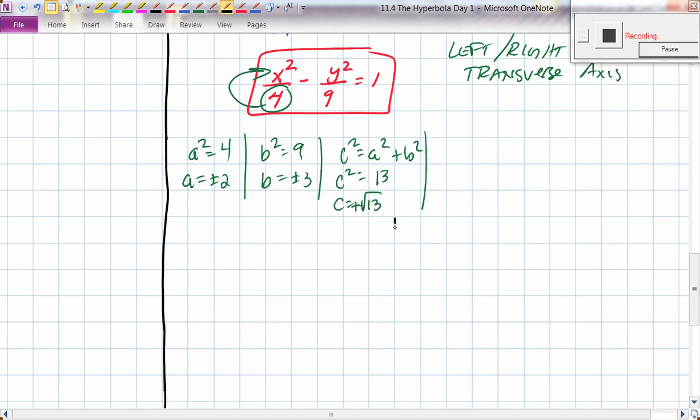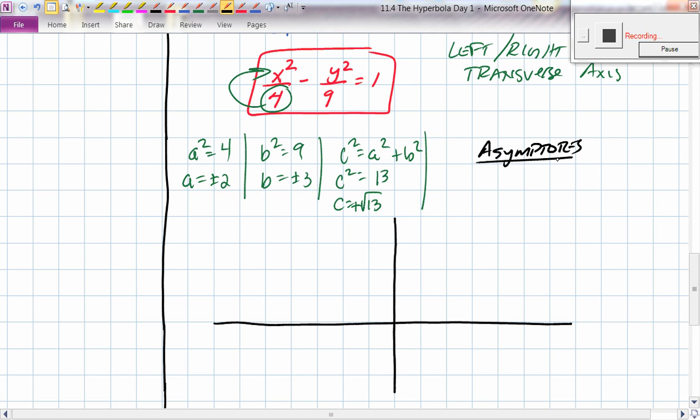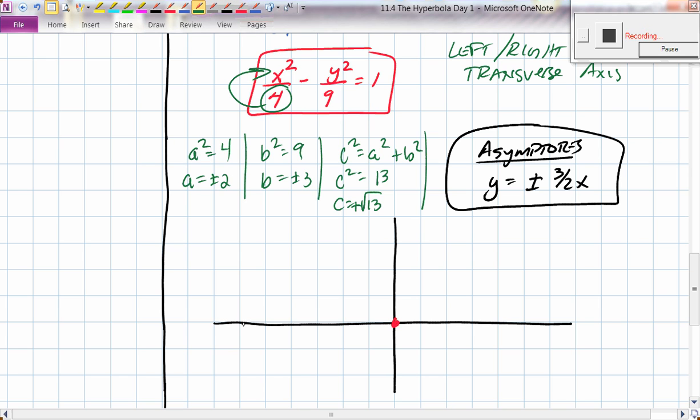All right, and then let's graph it. Here we go. What are the equations of the asymptotes here? That's the only thing we need. So y equals, we can go plus or minus 3 halves x. Okay, here we go. Center, 0, 0. Transverse axis, left and right. So that means I need to go 2, 2, 3, 3. There's another box.